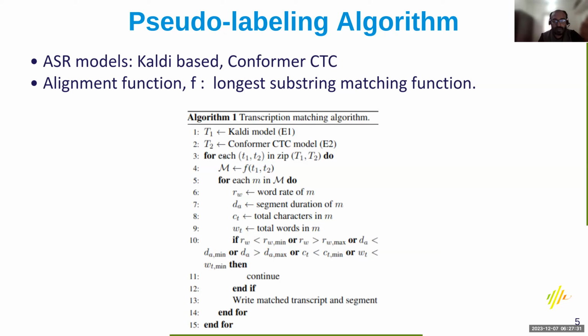The algorithm works like this: for each pair of transcriptions for a given audio from those 2 models, the alignment algorithm returns the common subsequence of those 2 transcriptions after filtering the mismatched segments. Then for every segment, the word rate, segment duration, total characters, and total words are calculated, and checked against some predefined filters. Finally, after filtering, the remaining segments are taken as the final transcription.